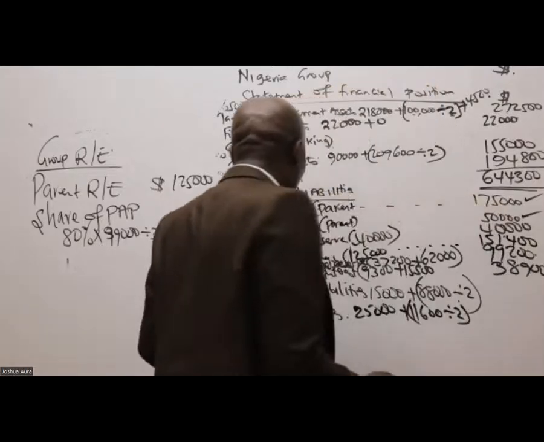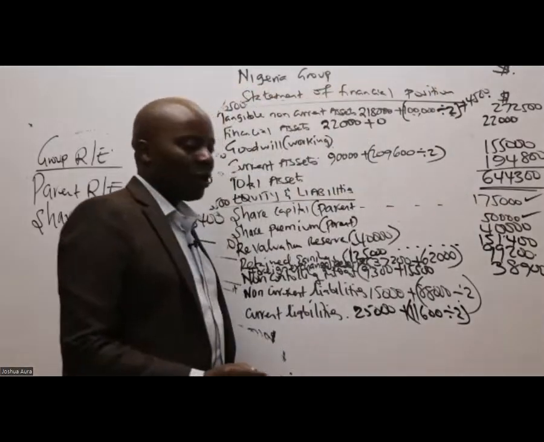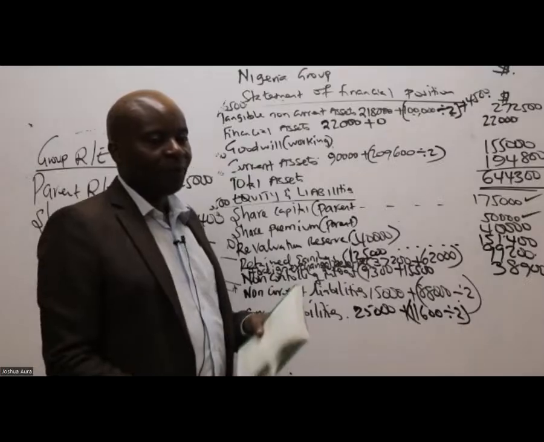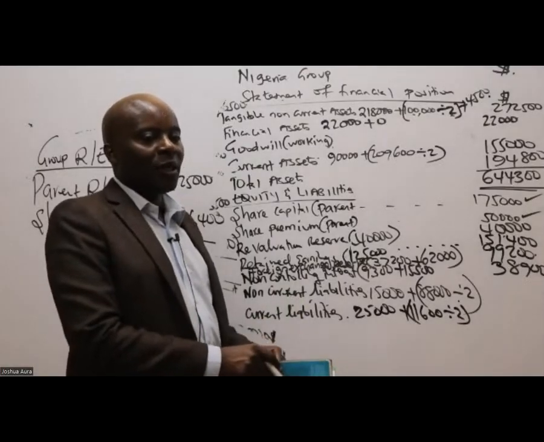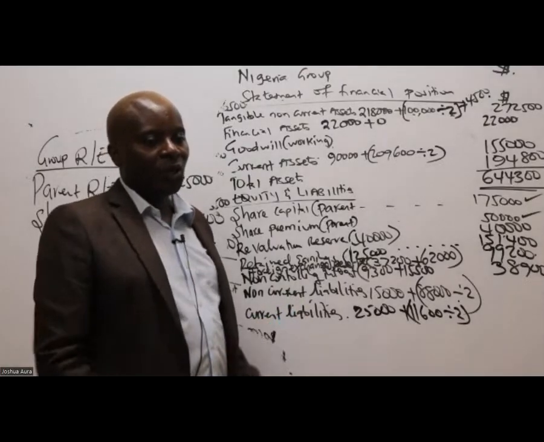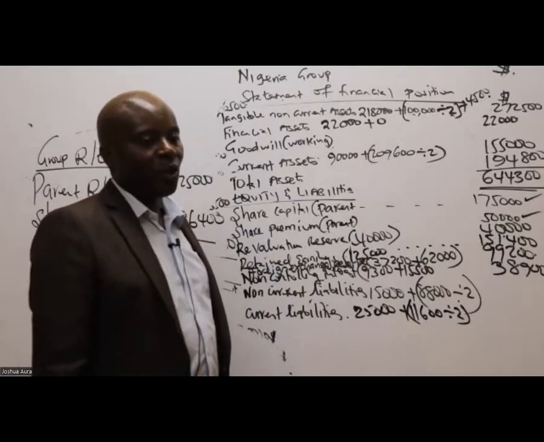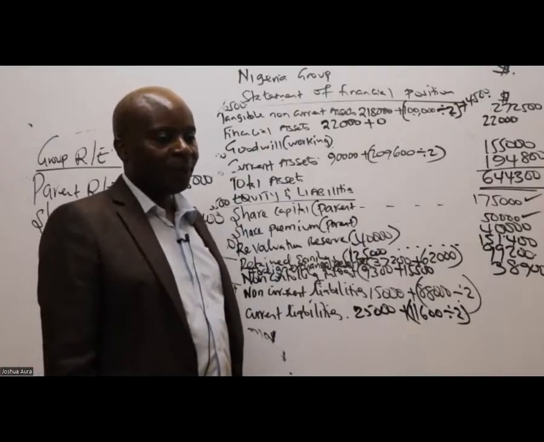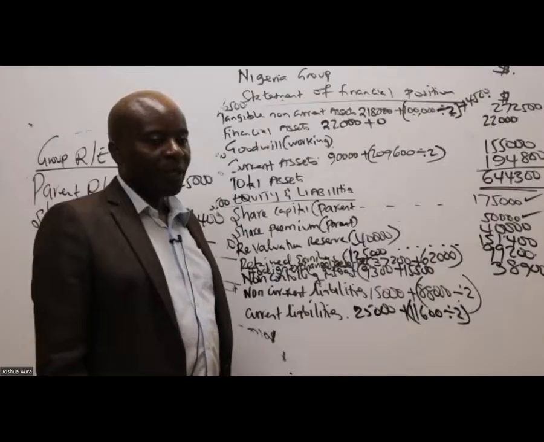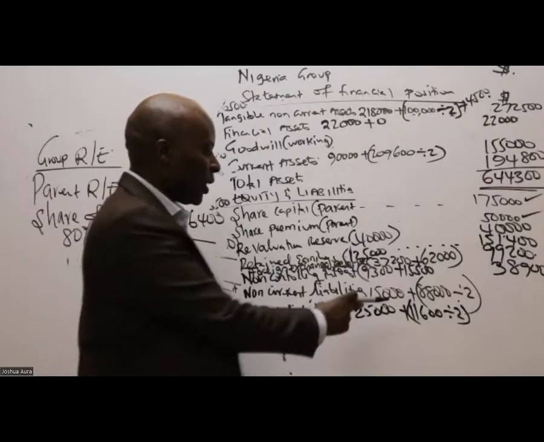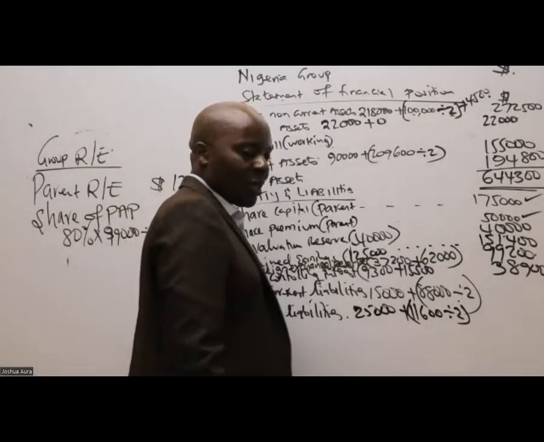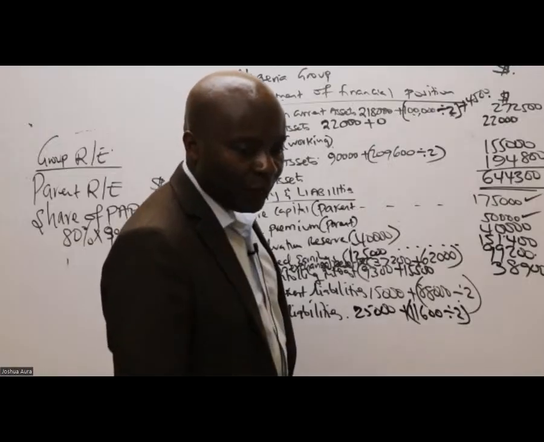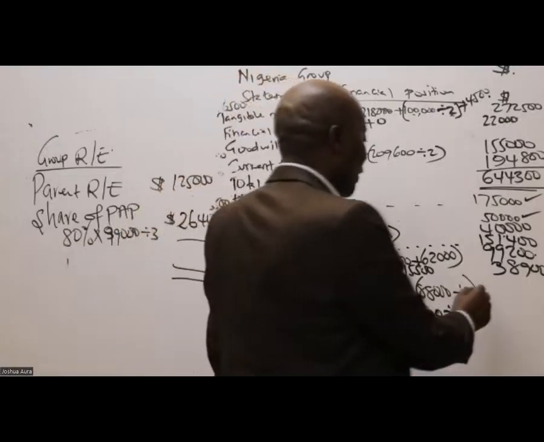151,400. Now go to the non-current liabilities. What do we have here? This one is just a matter of punching. So I'm being given 59,000.